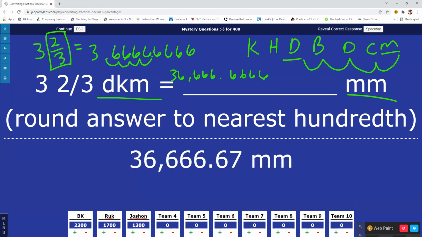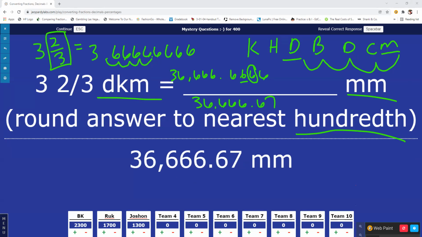36,666.666. We want to round to the nearest 100th. The second 6 is in the hundredths place, so evaluate the value to the right of it. Because that's a 6, that's going to increase by 1 to 7. So 36,666.67. Make sure you know how to do those conversions within a system, because they will not give you that conversion factor. You have to know that.